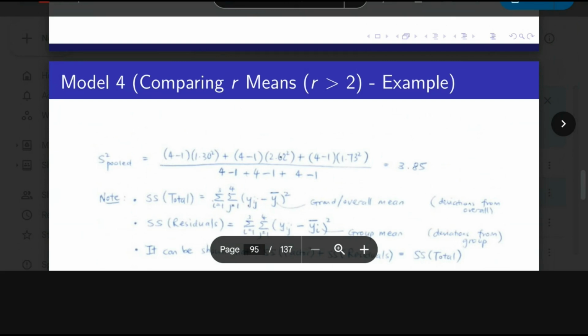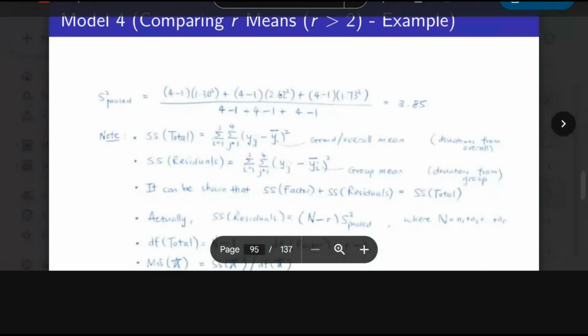Do you see the difference? I find the grand mean, and I just see the deviations of the chickens from the grand mean. That's it. Whereas SS residual is slightly different. For SS residual you take every chicken's growth rate and you subtract the group mean of the group the chicken was from. This one respects the grouping structure.